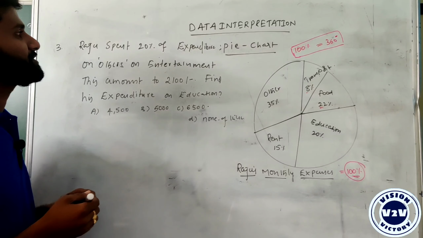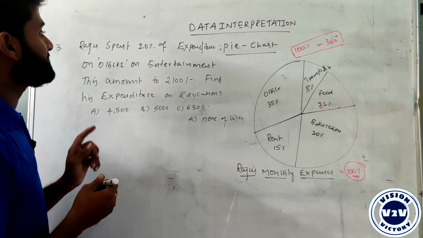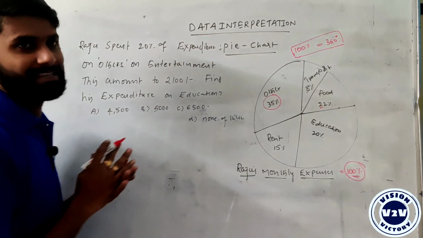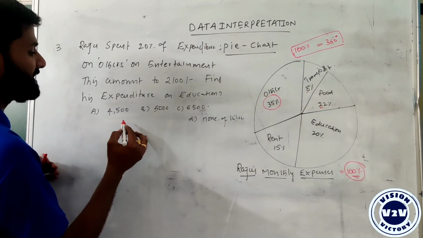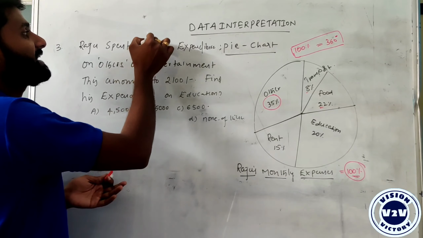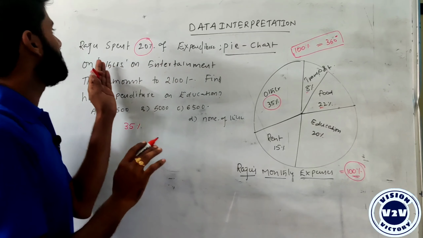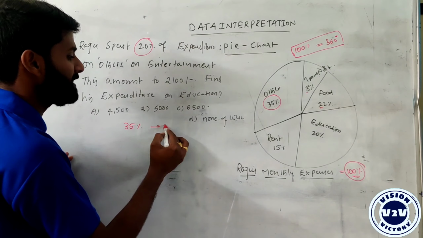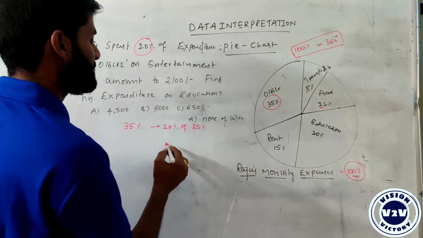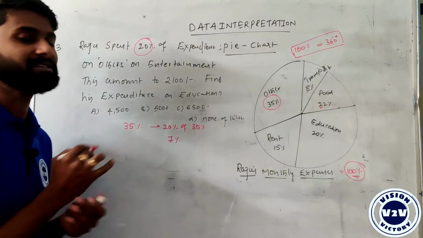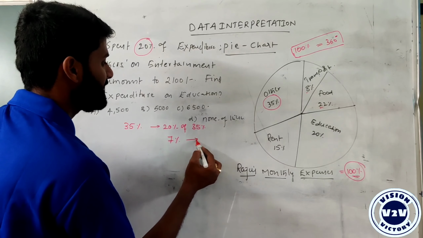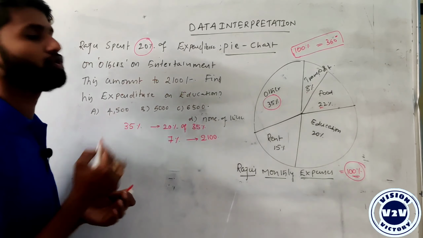Raju spent 20% of expenditure on others on entertainment. We know that others is a combination of different expenses. He said that other expenditure is exactly equal to 35%. Out of 35%, he spent 20% on entertainment. So 20% of 35% is exactly equal to 7%. Clear? And this amount is equal to 2,100, so 7% is exactly equal to 2,100.